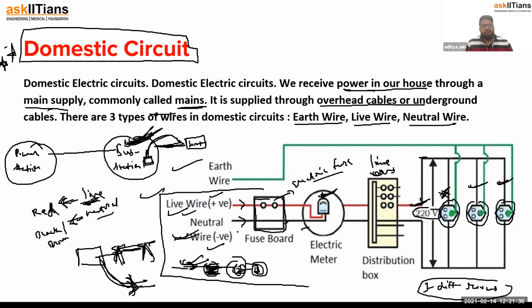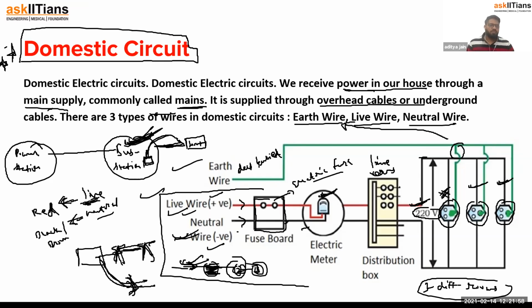Now you can see a third wire also, which is green in color. This is the third wire, which is known as earth wire. This has a very important purpose. Earth wire is connected to every socket inside the house. You can see for every socket earth wire is connected, and that earth wire is directly going outside the house, and it is buried deep inside the earth.